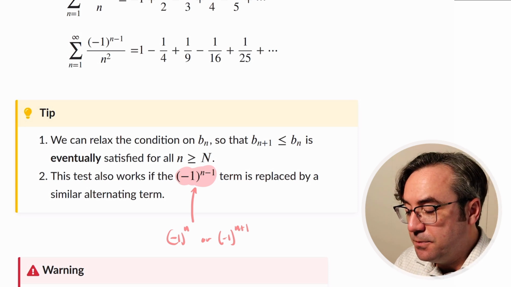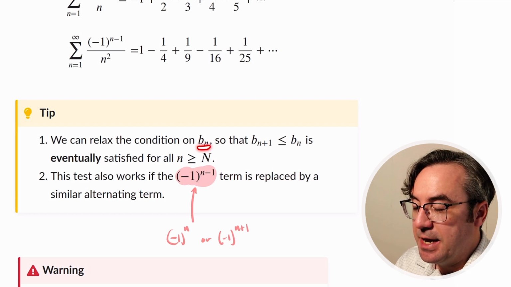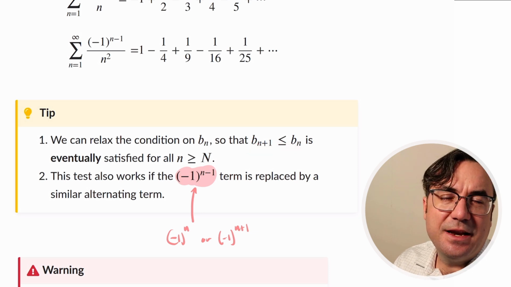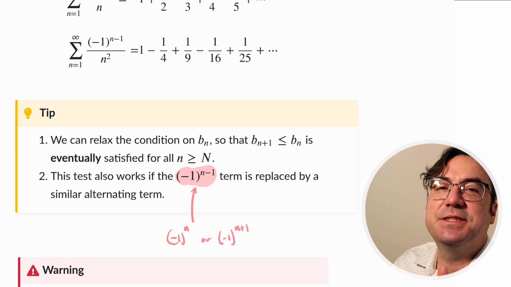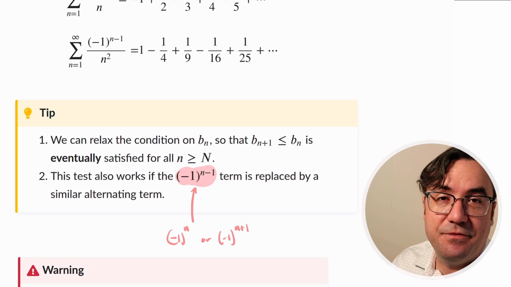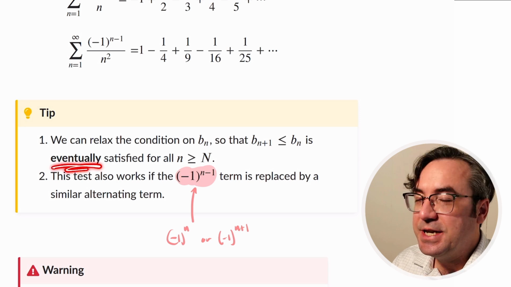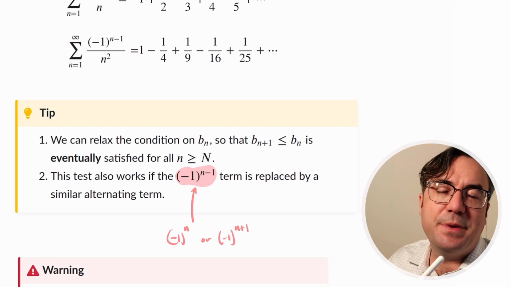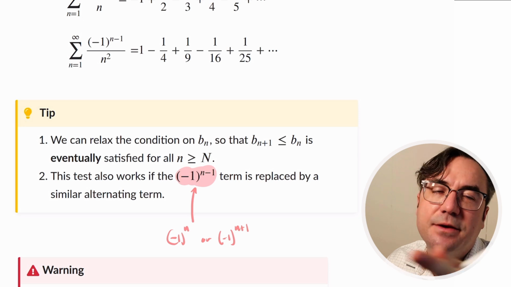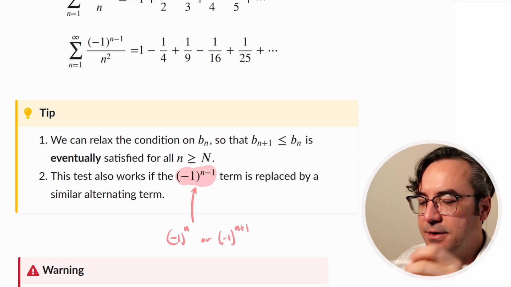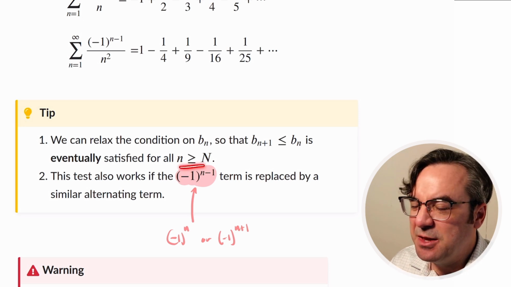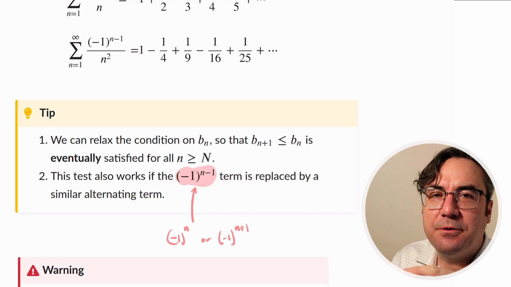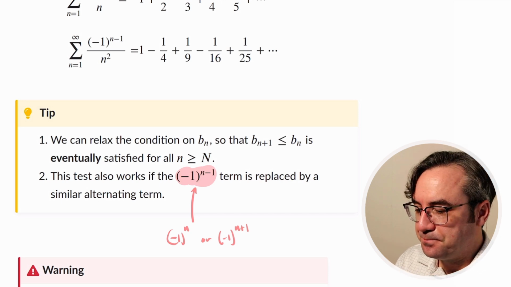And then also, we can relax this condition on Bn. That inequality doesn't necessarily have to be satisfied for every single n value. It just has to be satisfied eventually. So if we go far enough out in our list, we do have to be able to get to a point from which on, the inequality is satisfied for all n. Sometimes there might be a few terms at the beginning where the inequality doesn't quite work out, but if we go far enough out, then it should.